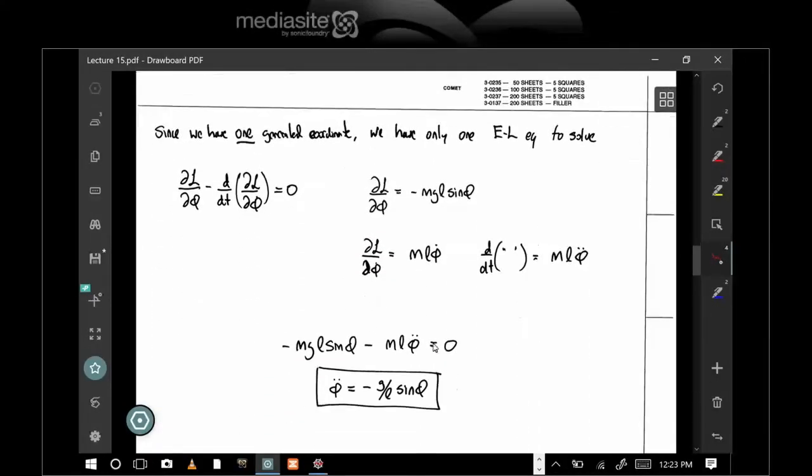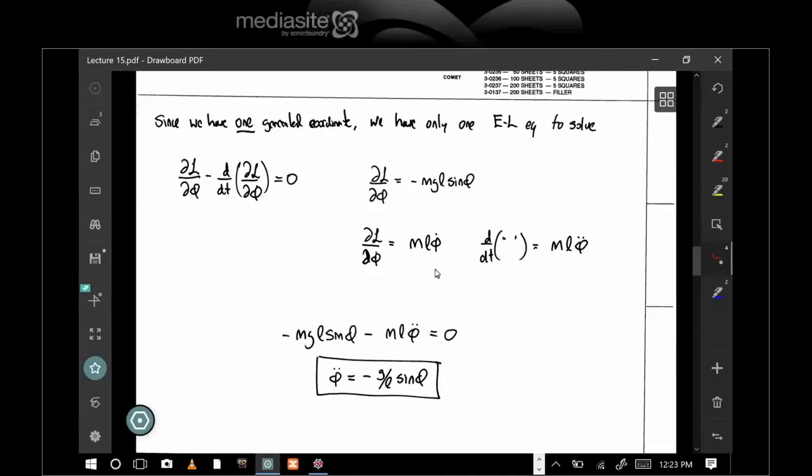I forgot the square there. Yeah, I forgot a square there. So there should be a square there. Just checking that.